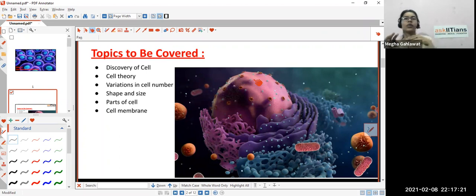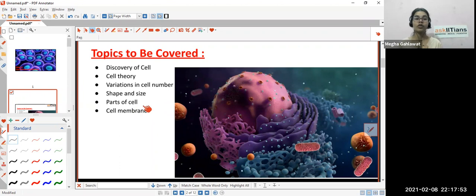It's quite obvious that whenever something comes into existence, or when people know about it, they formulate multiple theories or opinions about it. So we have one particular cell theory which we'll be studying, and this will also be taught to you in the ninth standard. Then we have the variations in cell number, shape, and size. This topic is related to where cells are present, why and how they are present there, and how their location and function affect their shape and size.